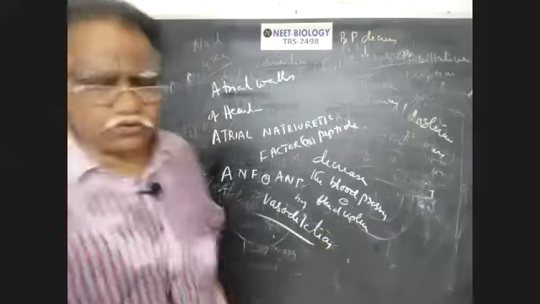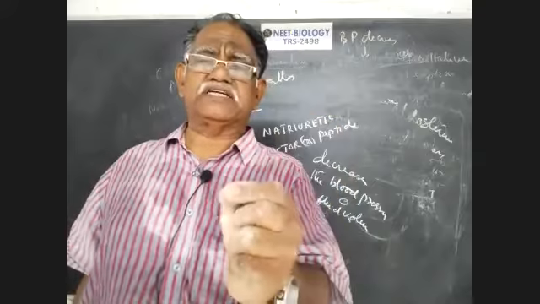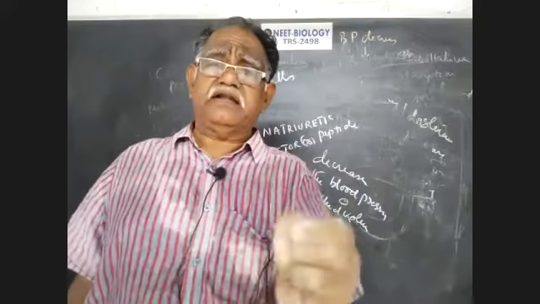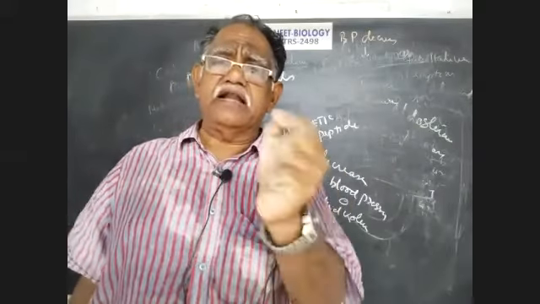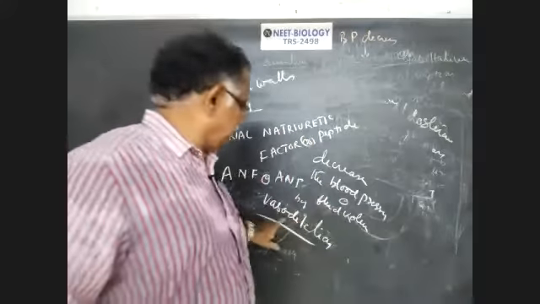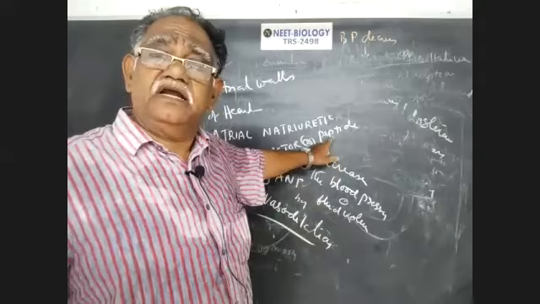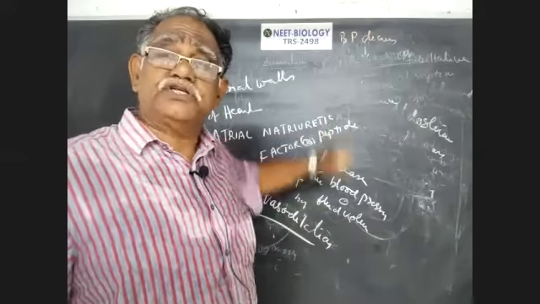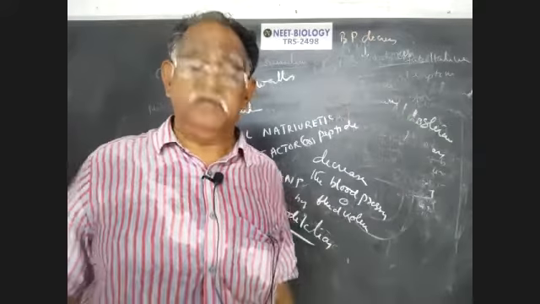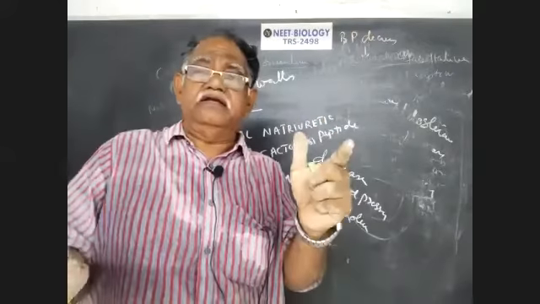ADH is for vasoconstriction. Angiotensin 2 is for vasoconstriction. But ANF, atrial natriuretic factor, is for vasodilation. So it works in the opposite direction to the aldosterone angiotensin mechanism. So by this, the kidney function is regulated.